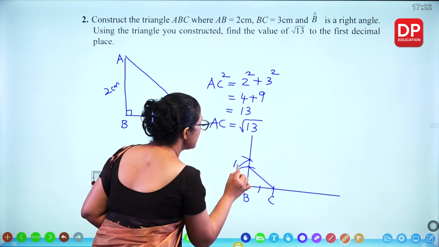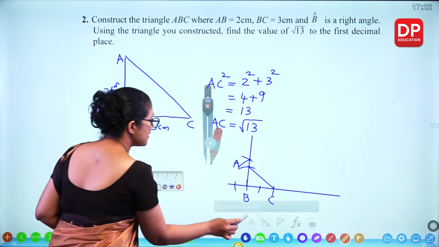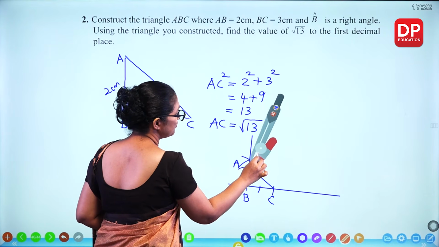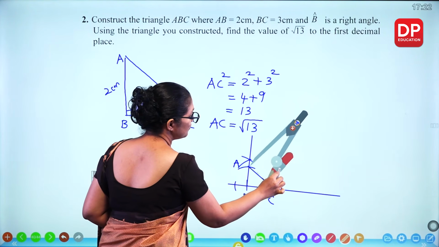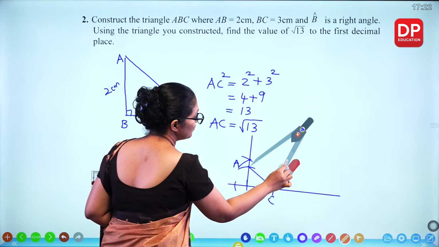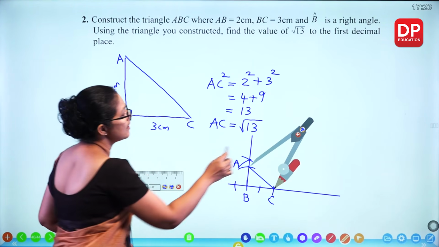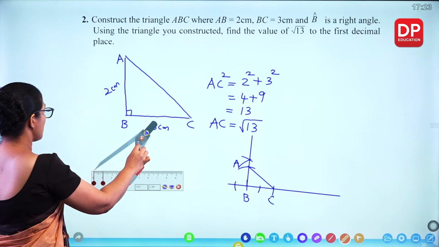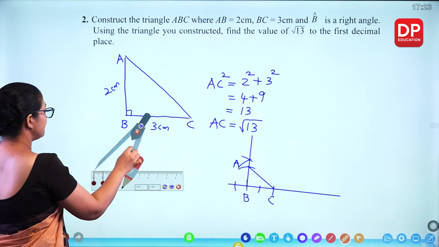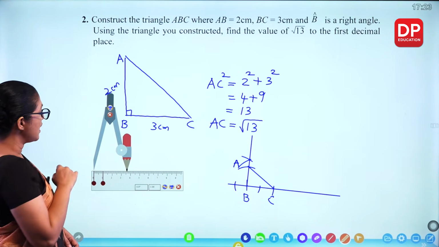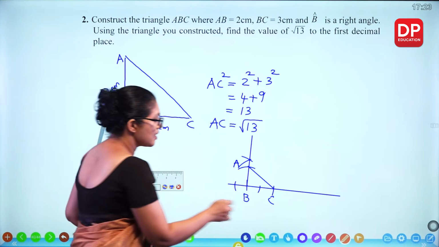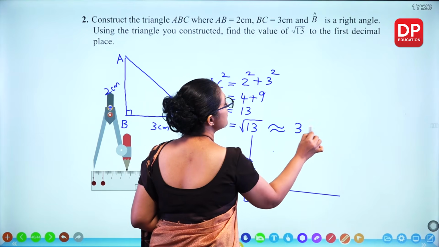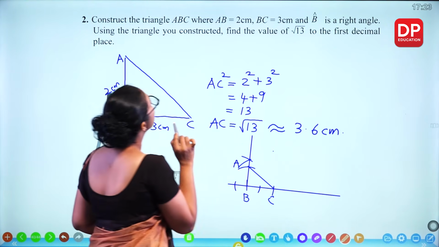Now we'll measure and see AC length with the compass and see what's the length. So this is roughly this much. So you keep the compass on top of the ruler and measure the length. You get 3.6 centimeters. So correct to 1 decimal place. This is 3.6 centimeters.